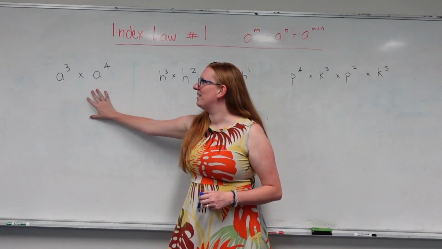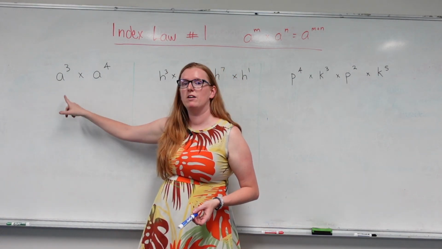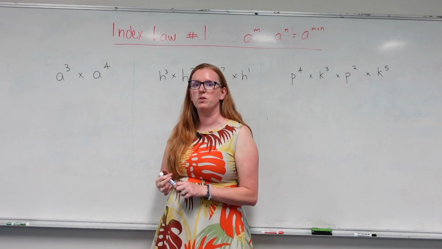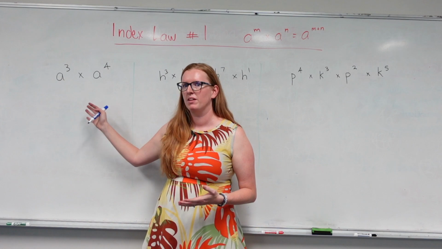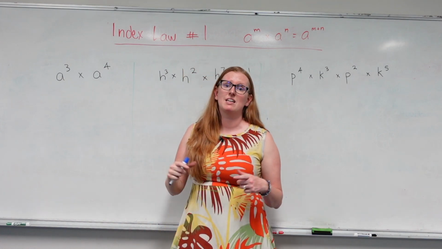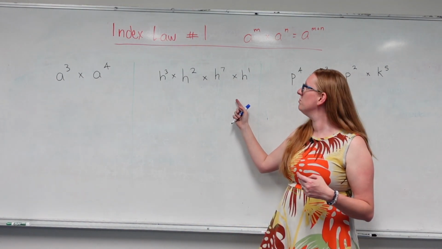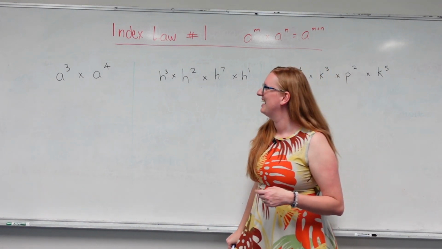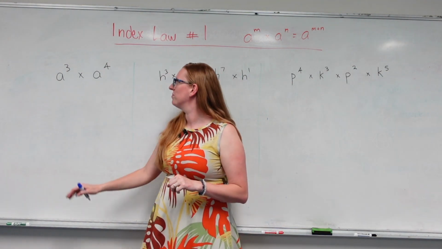So here, if I've got indices that have the same bases, so I've got an a to the power of 3 and an a to the power of 4, we want to find a fast way to do this without having to always write it in expanded form. Because if we're trying to write something like this in expanded form, that would be really painful. I'm going to do it anyway just to show you, but it is quite painful.